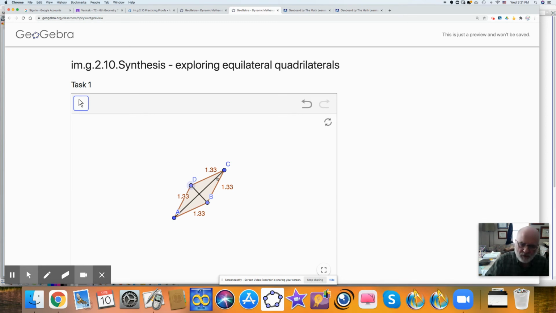Maybe you make a conjecture that the diagonals bisect each other. Maybe you make the conjecture that the diagonals are perpendicular in a rhombus. Maybe you make the conjecture that the angles are bisected by the diagonals. The vertex angles, all four of them, are bisected by the diagonals. Different things that you could prove about a rhombus.